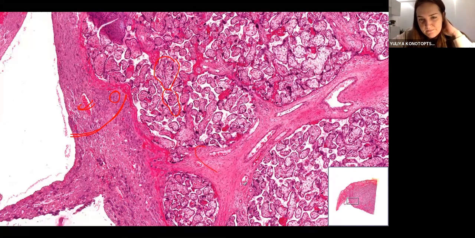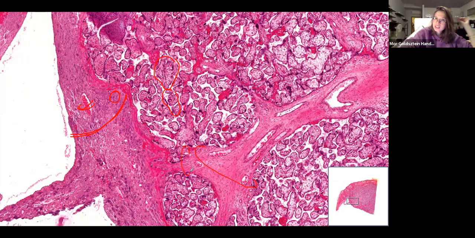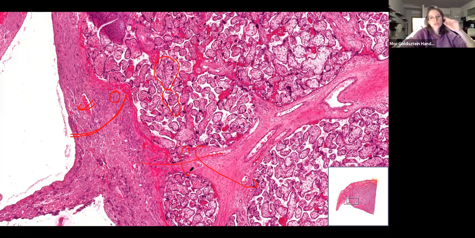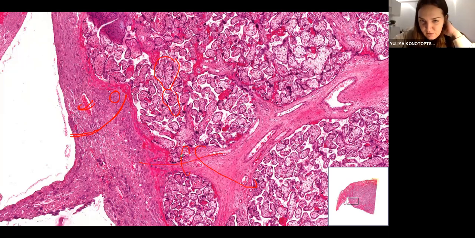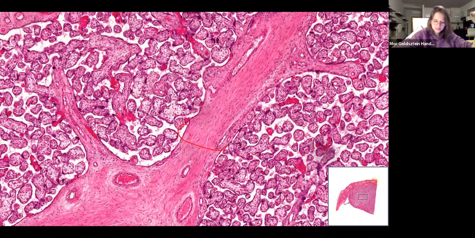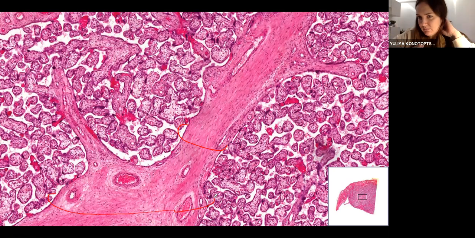How would you call this one? Stem villi? Anchoring. No, anchoring. Why anchoring? Because you can see it's attaching. It's attaching to the decidua. This is the anchoring villus. And what about this one then? Stem. Stem villus. You would still call it stem. Okay. So if you see something like this and I point here, what would you say? Stem. This one? Also stem, right? Because I cannot see the decidua, I cannot see anything like that, so I will still say that this is stem.